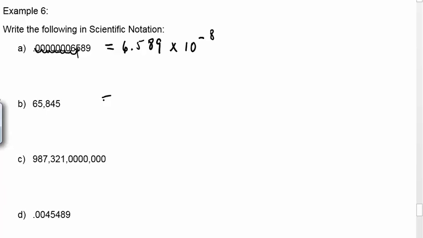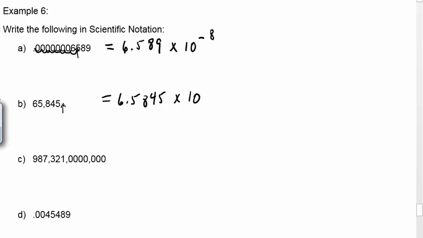Our next example, we have 65,845. So again, our first step is to move the decimal in order to form a number between 1 and 10. So we're going to move the decimal between the 6 and the 5, and our number would be 6.5845 times 10. Since we moved the decimal, our starting place was to the right of 5.